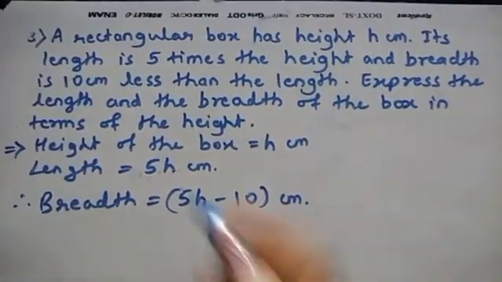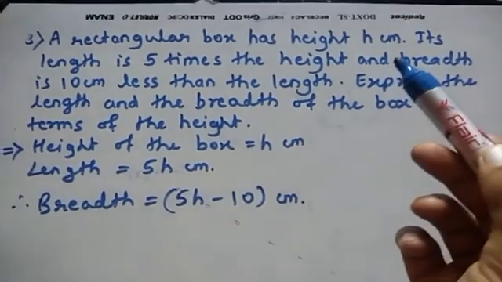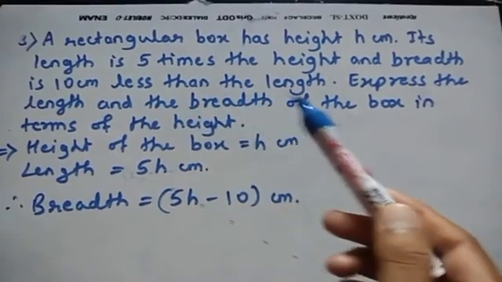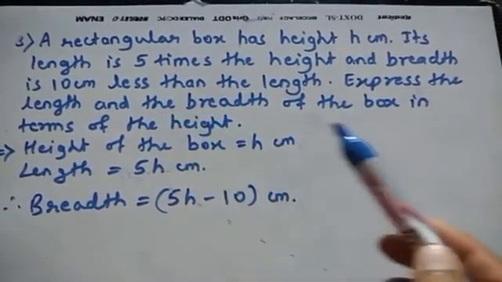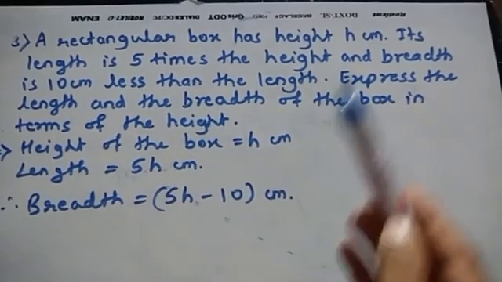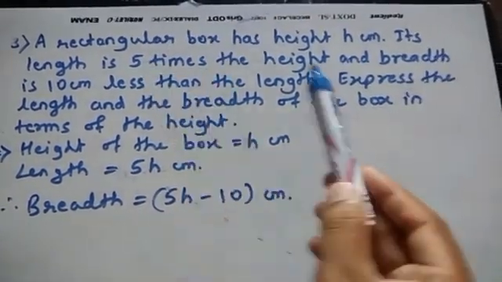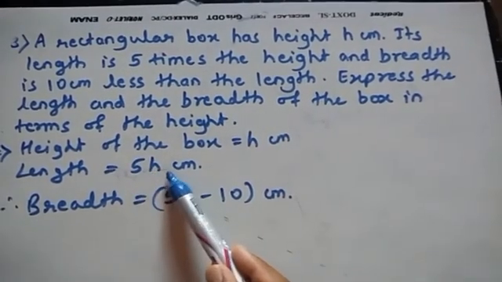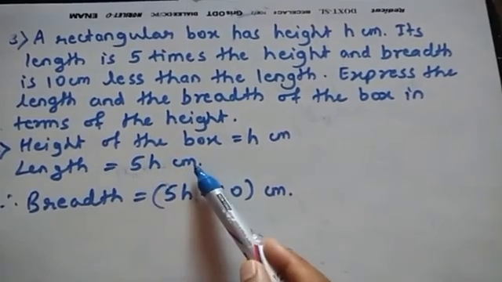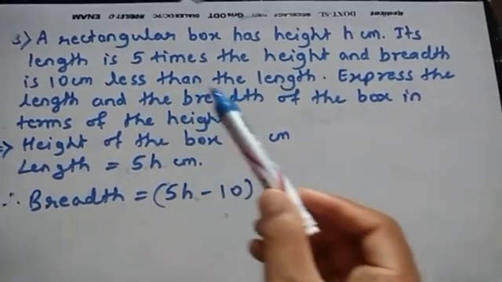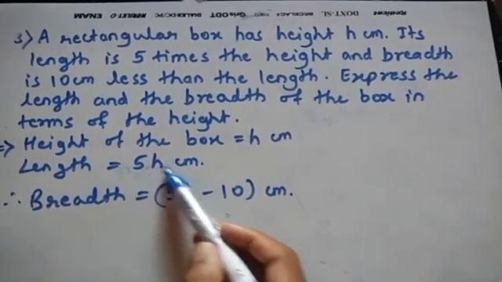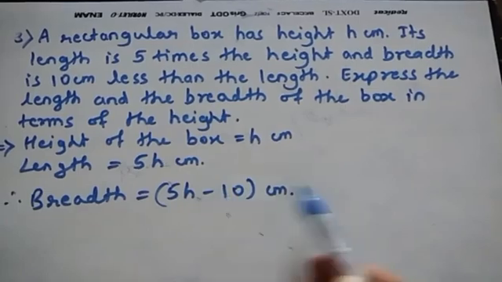Now the next question is: a rectangular box has height h centimeters. Its length is 5 times the height and its breadth is 10 centimeters less than the length. Express the length and the breadth of the box in terms of the height. Here the height of the box is h centimeters. Its length is 5 times the height, so the length is 5h centimeters. Now the breadth is 10 centimeters less than the length. The length is 5h. Therefore 5h minus 10 centimeters will be the breadth.